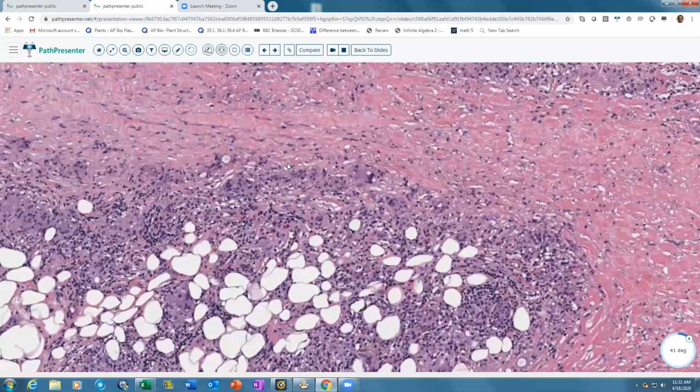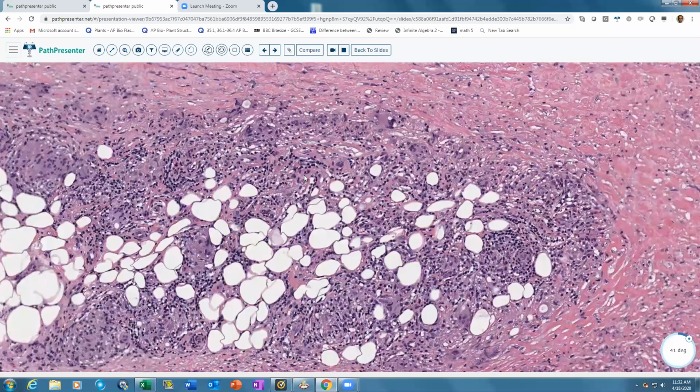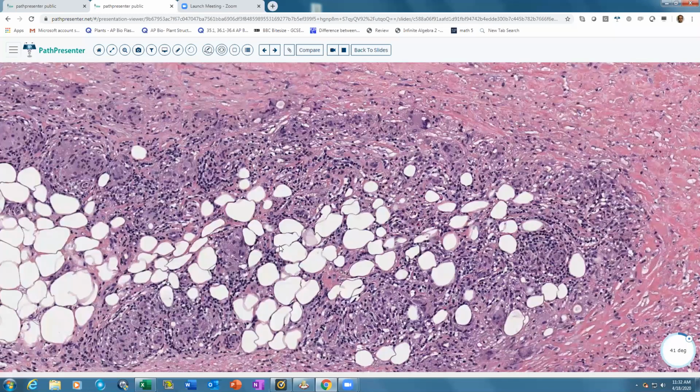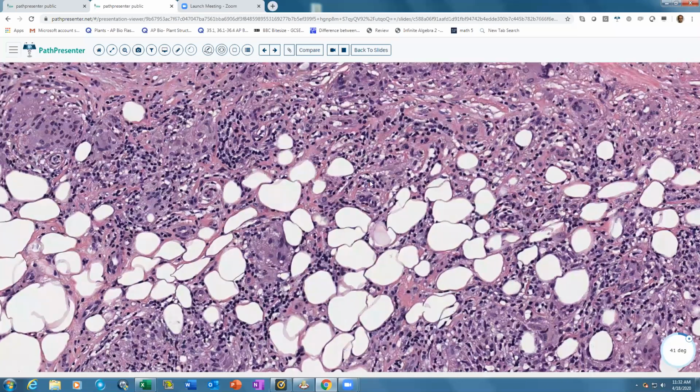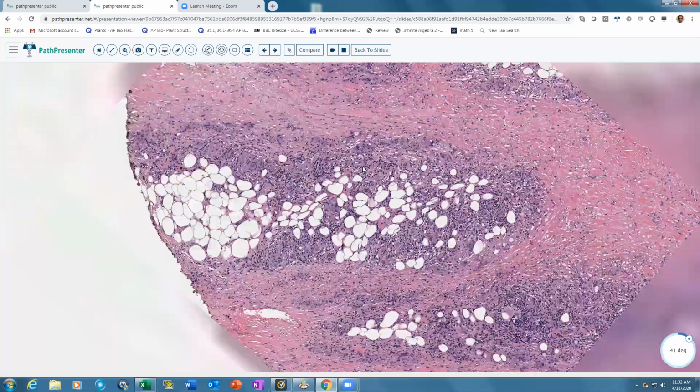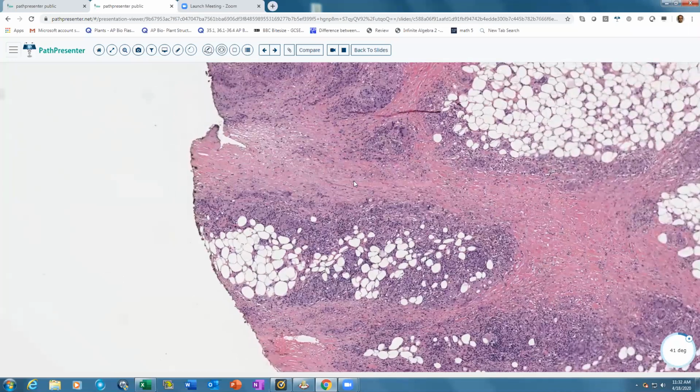So when we go high power and try to see what the inflammation is, it's predominantly a lymphohistiocytic infiltrate. So there are lymphocytes, histiocytes, and admixed giant cells. You can see all the giant cells here. The inflammation also has scattered plasma cells in the infiltrate. And when you look at the sclerotic areas, it is mostly sclerotic dermis.